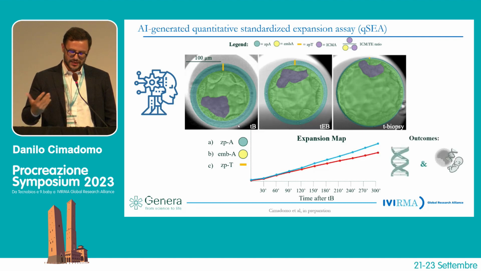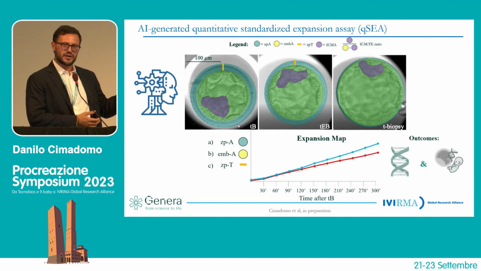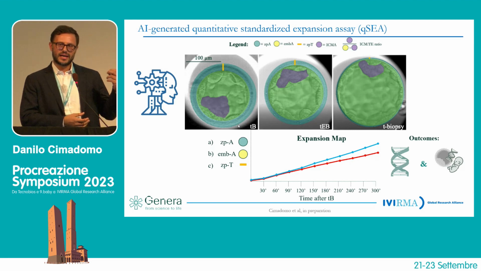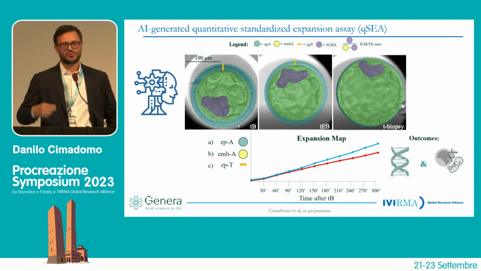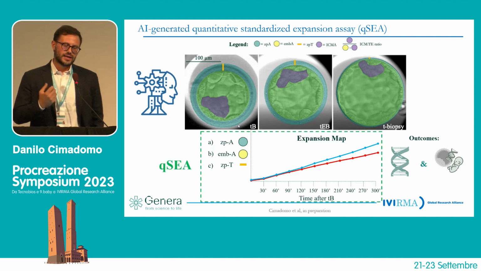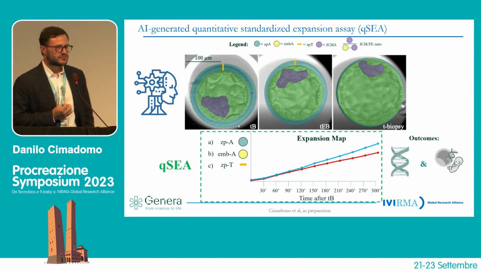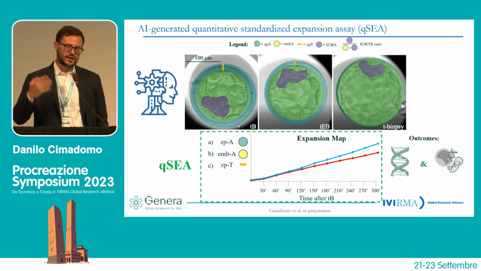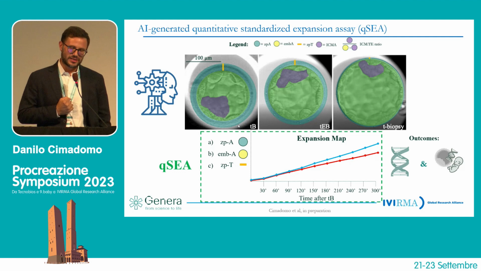We built these expansion maps to compare how euploid versus aneuploid embryos behave, and how euploid embryos that implant versus euploid embryos that do not implant behave. We called this tool, named after a paper in RBM Online by a researcher in Honolulu, Tom Wang, with whom we are collaborating, the Quantitative Standardized Expansion Assay.